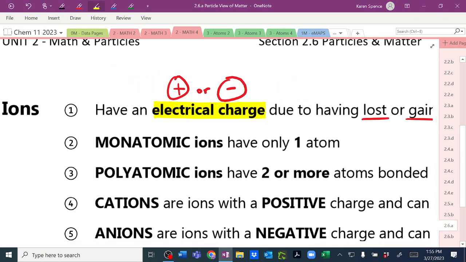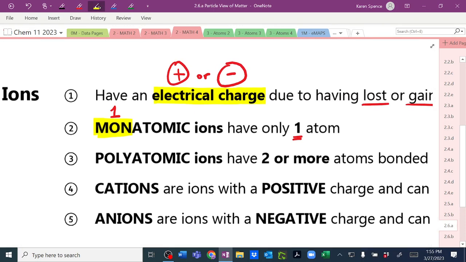What does the prefix mono mean? Mono means 1. And therefore monatomic ions have 1 atom, monatomic, 1 atom. What does the prefix poly mean? Poly means many. So if you have a polyatomic ion, that's going to contain 2 or more atoms that are bonded together.